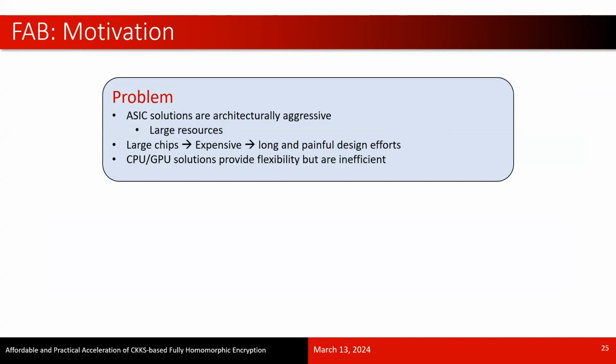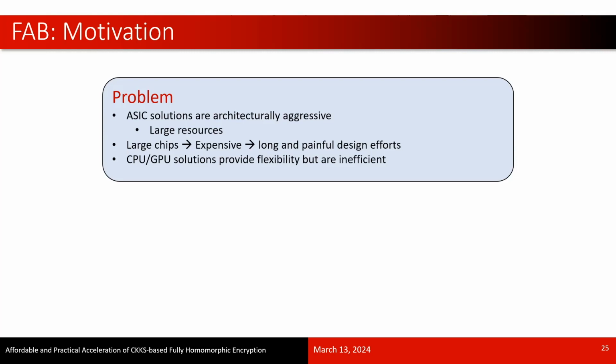One of the key observations from the previous few slides is that the existing ASIC solutions use a very aggressive approach to accelerate FHE-based computing, in the sense that they use a large number of modular multipliers and on-chip memory, and thus they lead to large chips and incur a very high cost, not just in terms of fabrication, but also in terms of the effort that is required.